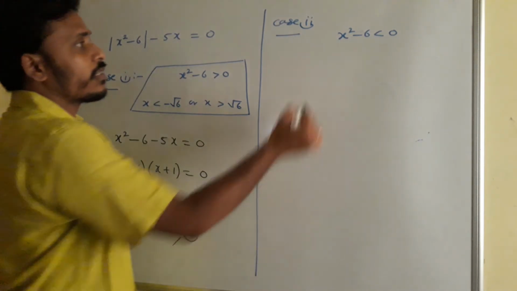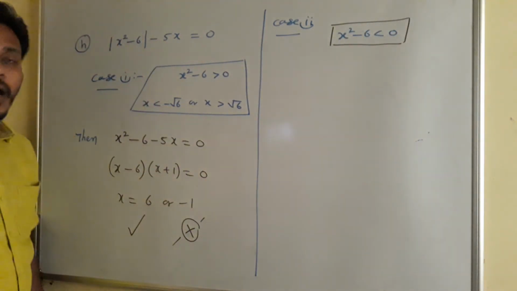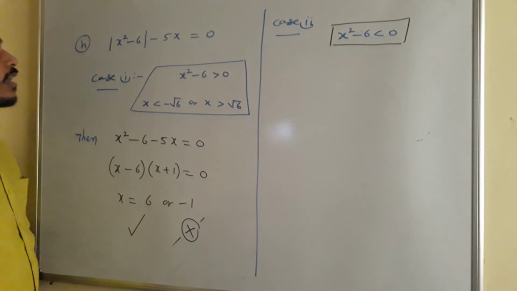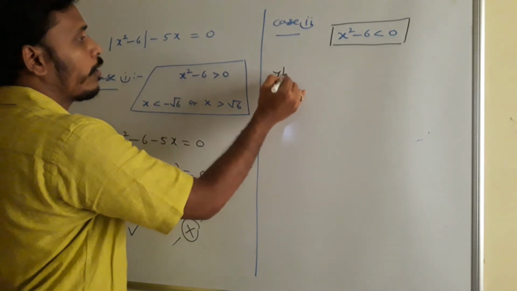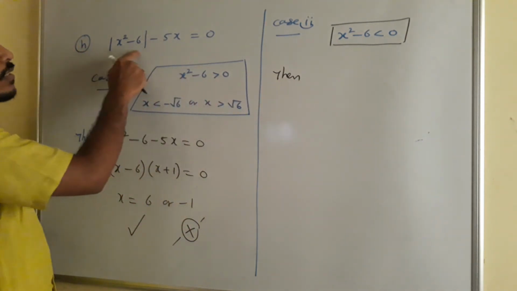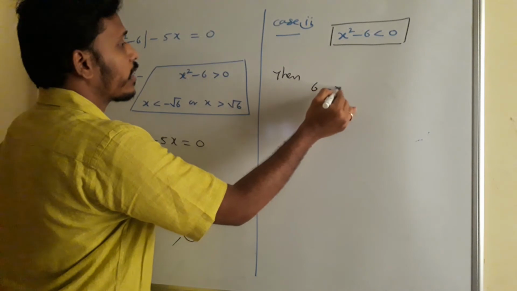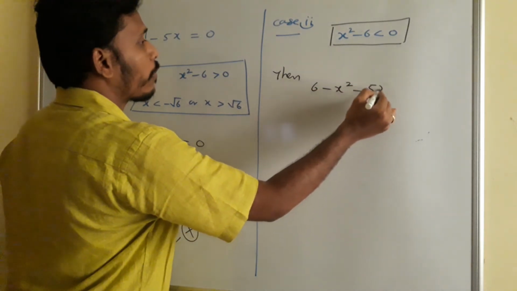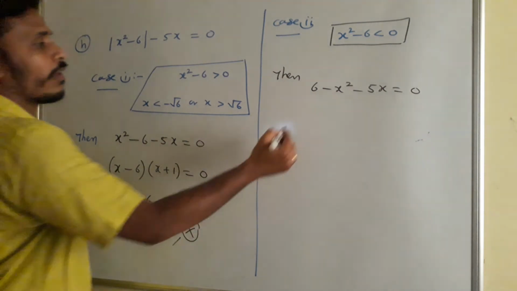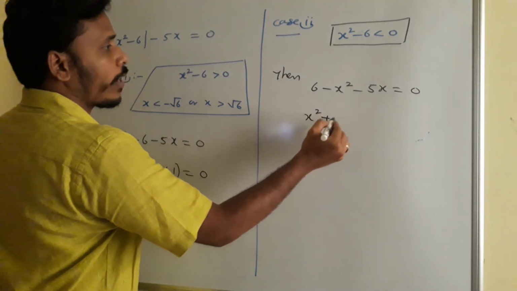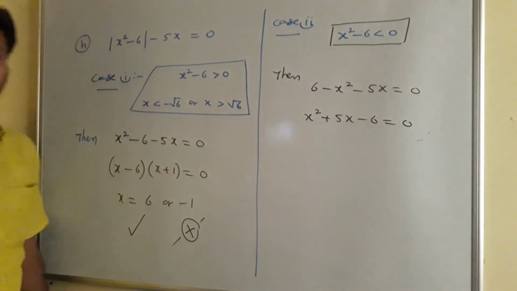Whereas in the second case, I am considering that x square minus 6 is less than 0. Since x square minus 6 is less than 0, I need to remove the modulus with a minus sign. Then the problem will become like this. We need to multiply this x square minus 6 with a minus sign, then it becomes 6 minus x square. Already we have that minus 5x is equal to 0. Now you just multiply everything with minus, so x square plus 5x minus 6 is equal to 0.